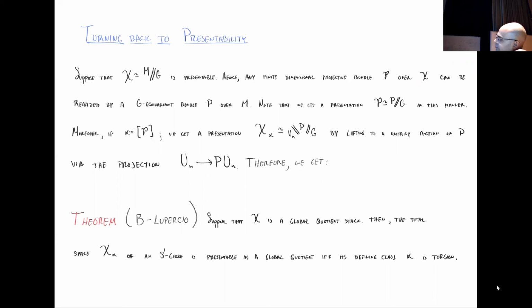So finally, we can put all this together and we can prove the following statement. Whenever X is a global quotient orbifold, then the total space of an S1 gerbe over X will be presentable as a global quotient stack if and only if the defining class, or the Dixmier-Douady invariant, is a torsion class. So the only topological obstruction to global quotient presentability is, as I said at the beginning of the talk, just given by this sort of non-torsion phenomena.